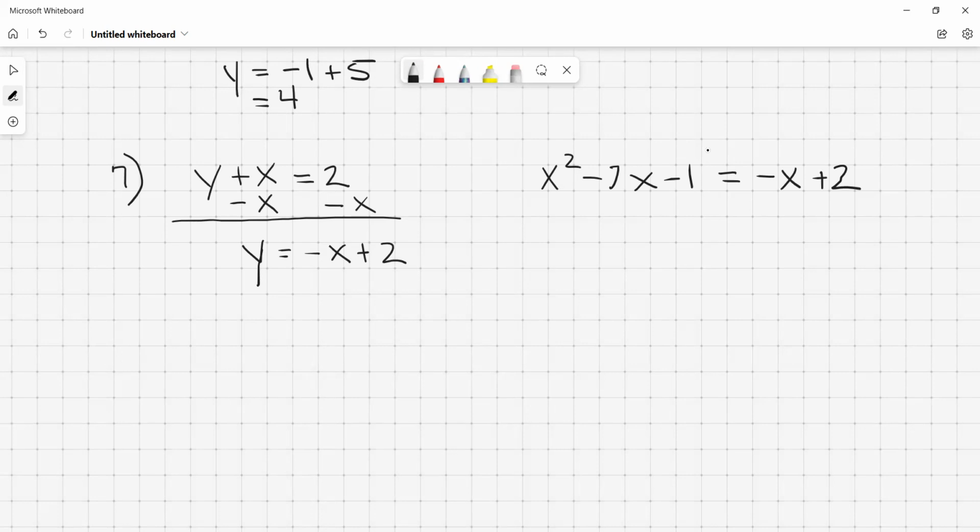Let's see, what is this? Minus 3x, that's supposed to be a 3. This computer is really acting up today.